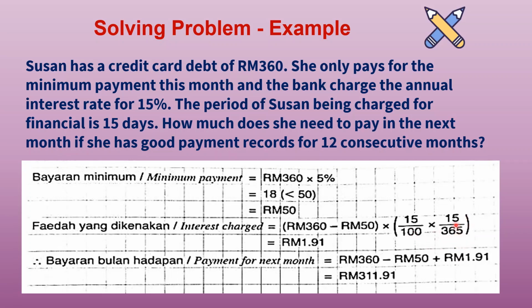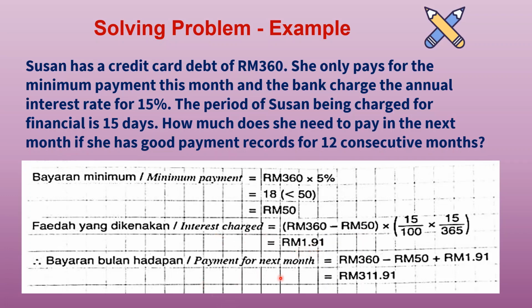This 15 over 365 will come together with the annual interest rate in the formula. It is included in the formula. And the keyword is the number of days mentioned in the question. So if it says 15 days, you multiply with 15 over 365. If it mentions 20 days, you multiply with 20 over 365. After you press the calculator, you will get RM1.91 as the interest charge.